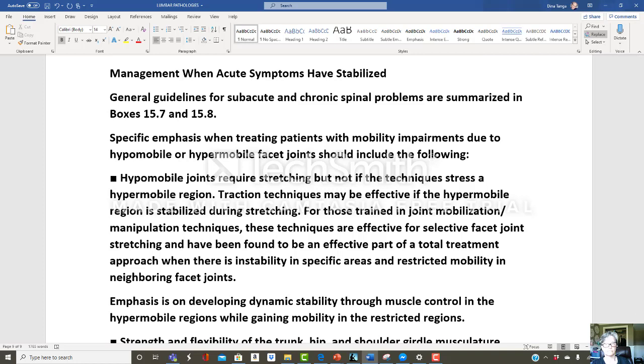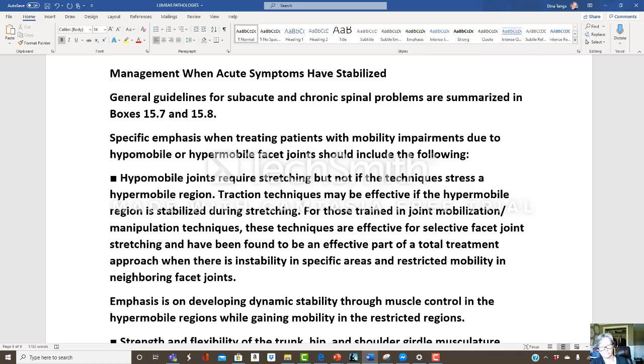Management when acute symptoms have stabilized. General guidelines for subacute and chronic spinal problems are summarized in Boxes 15.7 and 15.8. Specific emphasis when treating patients with mobility impairments due to hypomobile or hypermobile facet joints should include the following. Hypomobile joints require stretching, but not if the techniques stress a hypermobile region. Traction techniques may be effective if the hypermobile region is stabilized during stretching.